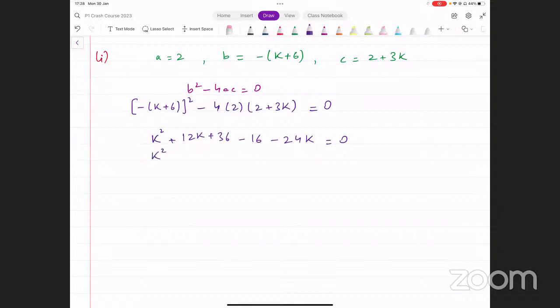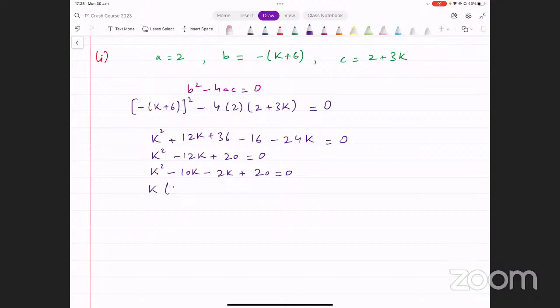We have k squared minus 12k plus 20 equal to 0. Now we see if we can factorize this. 10 and 2, 10 and 2 work. We could use them. We could say this is k squared minus 10k minus 2k plus 20 equals 0.